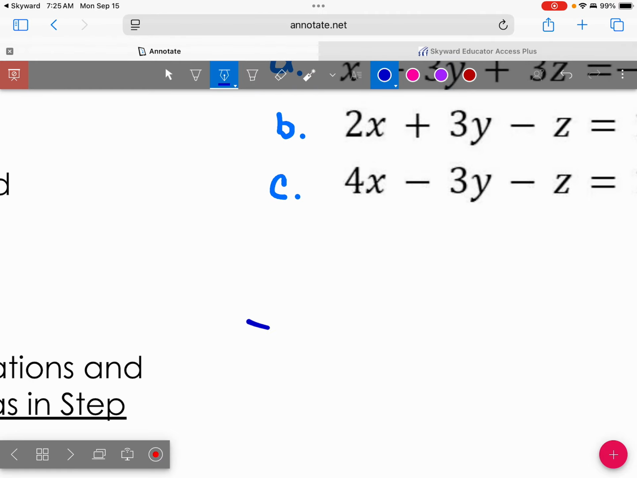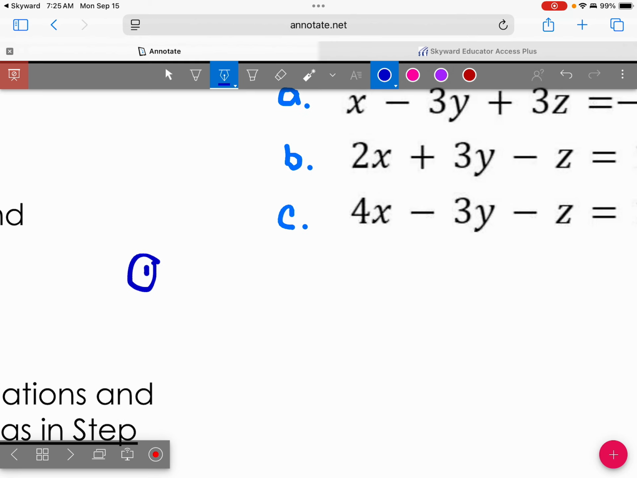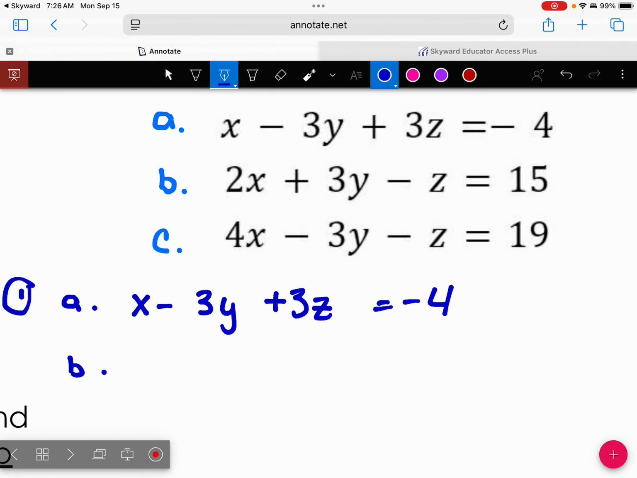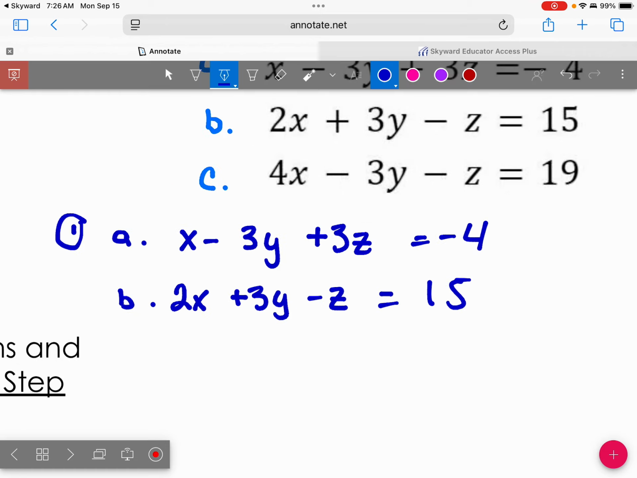So I'm going to write these 2 pairs. This would be step 1, just because you guys have boxes, I don't. And we are going to select a pair of equations to eliminate out one variable. I'm going to use equations A and B. And I'm just going to copy them down here. If I take my x minus 3y plus 3z equals -4, and that 2x plus 3y minus z equals 15. And we are going to eliminate those out exactly the way we would have last week, adding them together.